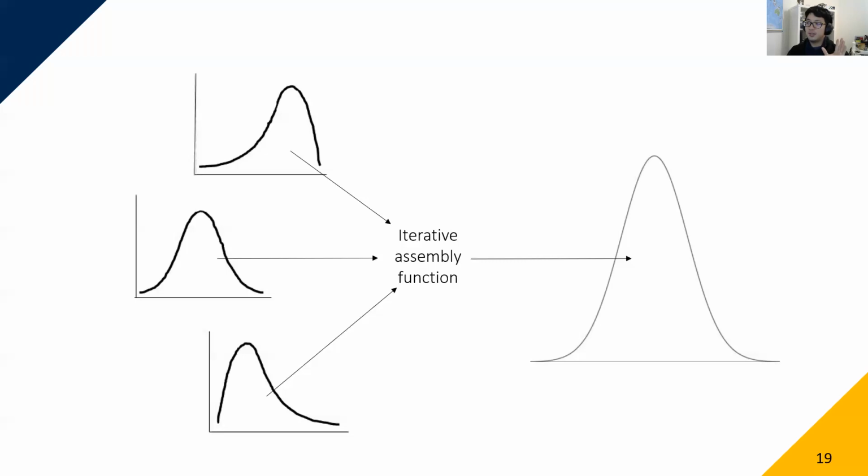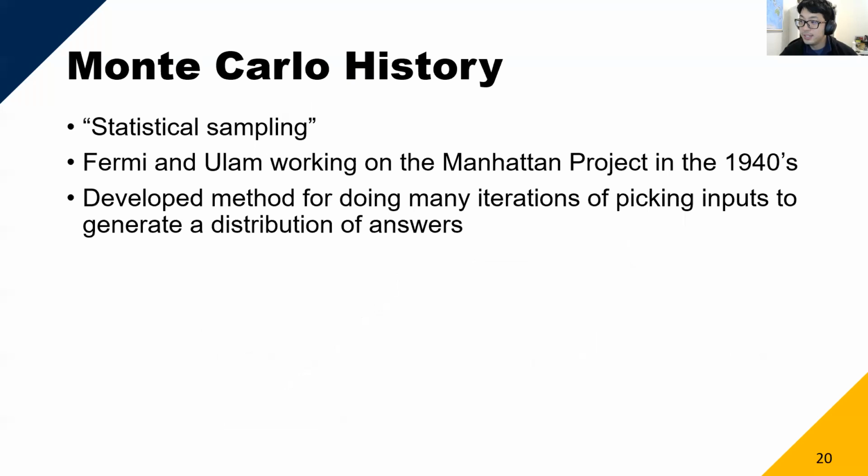So the concept here is that this iterative assembly function in the middle, that's just your model, right? You want to be able to take distributions of inputs and get, instead of one set output, a distribution of outputs. One of the techniques to do this is known as Monte Carlo.